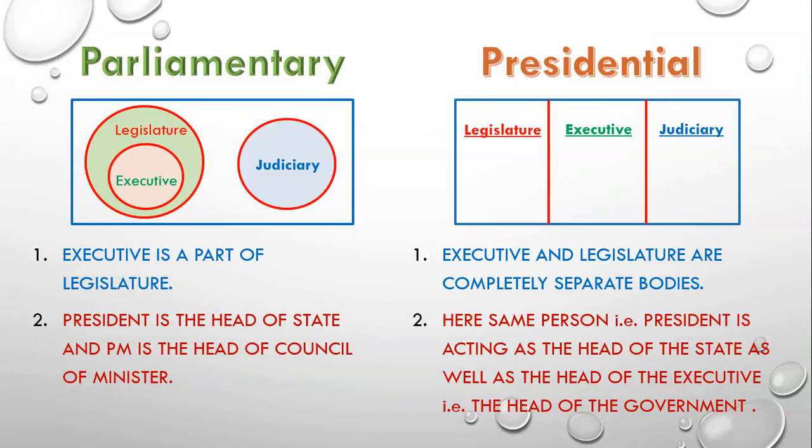So what is direct democracy? In a direct democracy, all the people come together and make law for themselves. So what happens is that on one day all the people assemble and they make law for themselves. For example, the constitution of Switzerland.